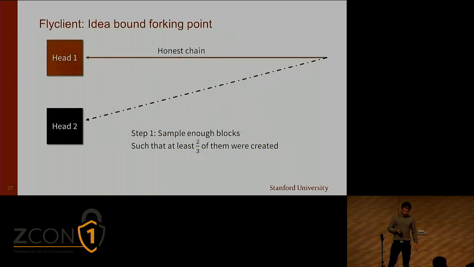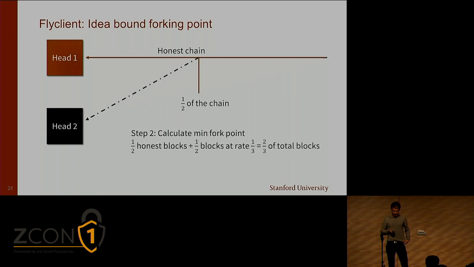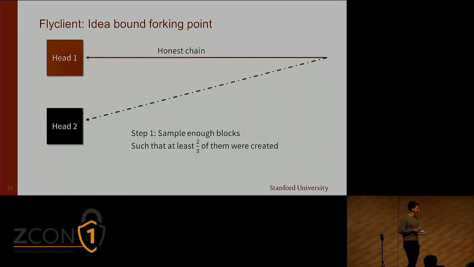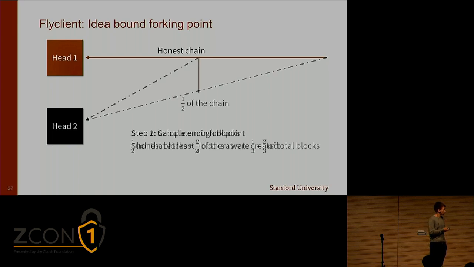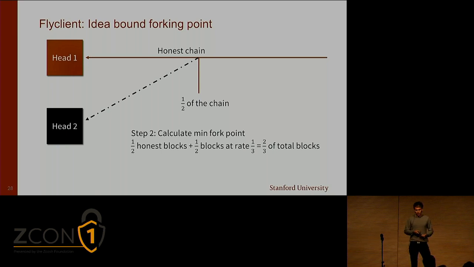So the idea that we use in Flyclient, or one of the ideas, is that it's maybe a little bit difficult to determine where exactly the fork point is, but it actually suffices to bound the fork point. So what we're going to do is sample enough blocks to say that, if the adversary succeeded, then he must have forked somewhere late. He must have forked here, basically, because otherwise we would have caught him.